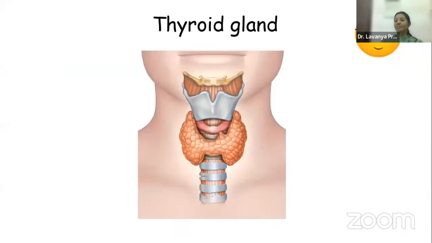We have our beautiful thyroid gland, which is located in the neck on either side of the trachea. The shape even is so beautiful, it looks like a butterfly.